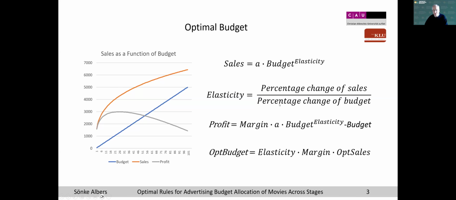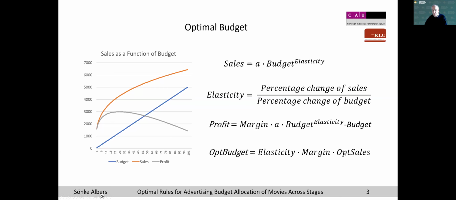And typically, if you increase the budget by 10%, what you can expect, as we know from many empirical studies, is that the sales only change by 1 or 2%. And then 1% divided by 10% is 0.1, and that's the elasticity. So, and then profit is the sales response function times the margin, of course, what you earn from your sales minus the budget that you invest. And then you can derive the optimal budget formula as elasticity times margin times optimal sales.